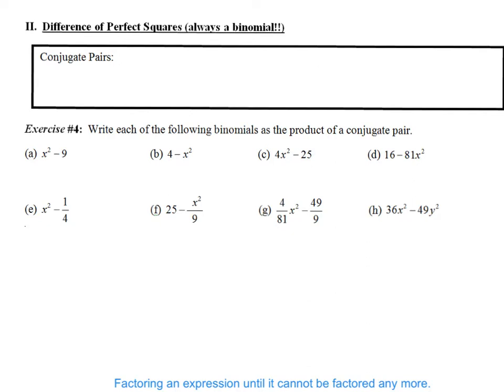The second kind of factoring that we're going to practice today is called the difference of perfect squares. We're always going to be starting with a binomial in this case. It's based on our conjugate pairs. So if I multiply together x minus a times x plus a, I'll get a product that's equal to x squared minus a squared.